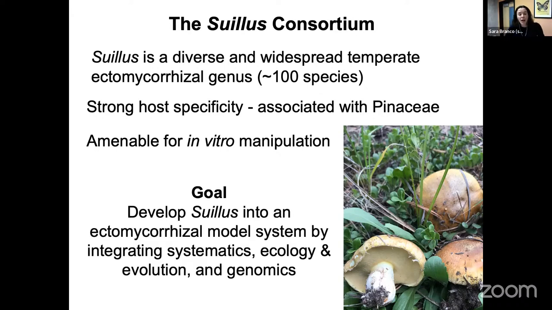And so the goal of the Suillus Consortium is to develop Suillus into an ectomycorrhizal model system by integrating aspects in systematics, ecology, and evolution, and genomics. And hopefully, again, to advance the knowledge of mycorrhizal fungi in general, and then hopefully team up with people like you in the audience so we can actually understand ecosystems in a much more consistent and accurate way.